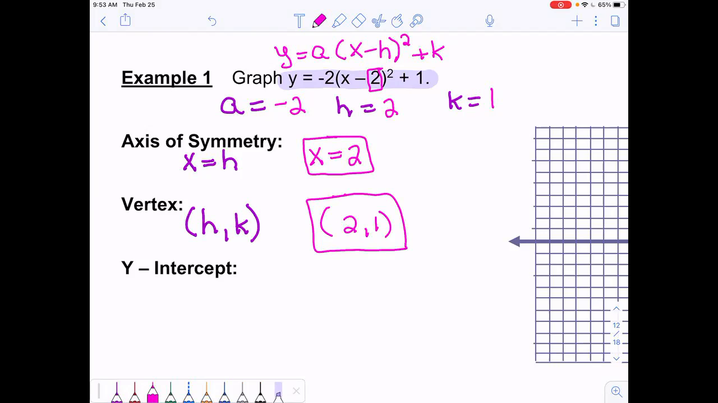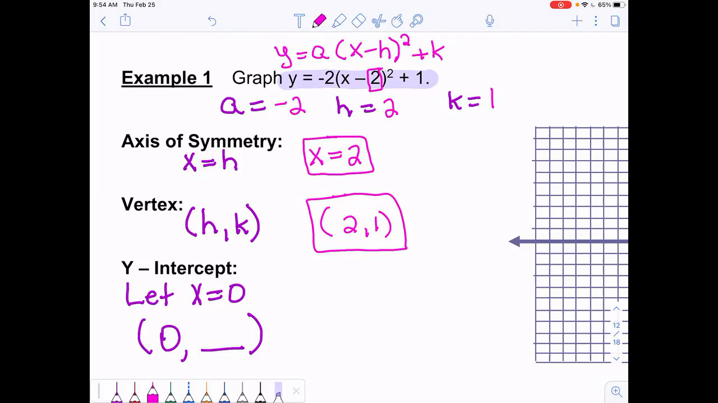But the y-intercept took no work for the last problem because it was (0, c). There's not a c in this form. In this form, there is a tiny little bit of work for the y-intercept. To find the y-intercept, we're going to have to let x equal 0. The y-intercept is going to be a point that we have to calculate, and that point is at (0, something). We have to find that y value.